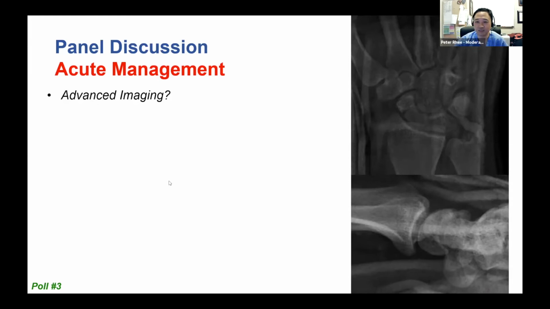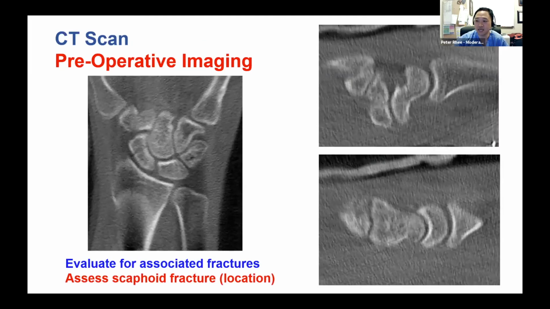Let's see what everyone said here. Yeah, so a lot of people said CT scan, and unless it's emergent, of all of those, CT scan is something you could consider. If you want to look at the scaphoid, for instance, and decide whether you can go volar or dorsal, or if you're concerned there's a transcapitate or an associated carpal fracture that you may need to fix, I think it's reasonable if you have time on your side.